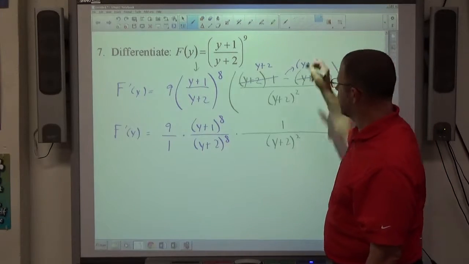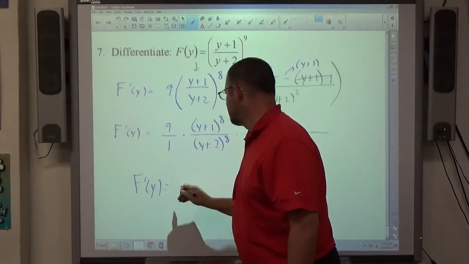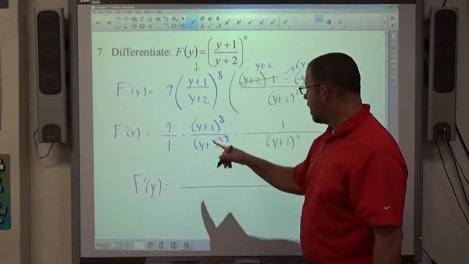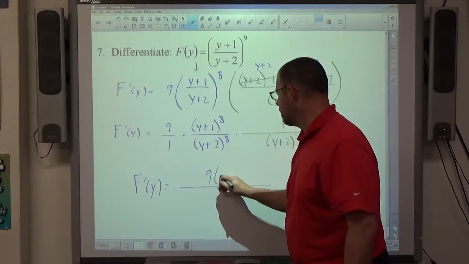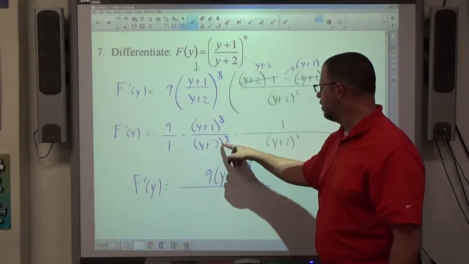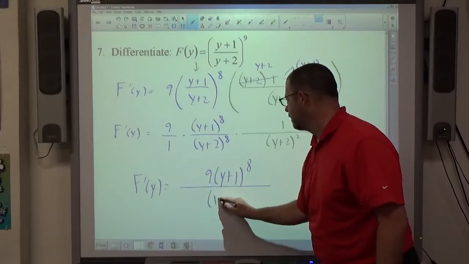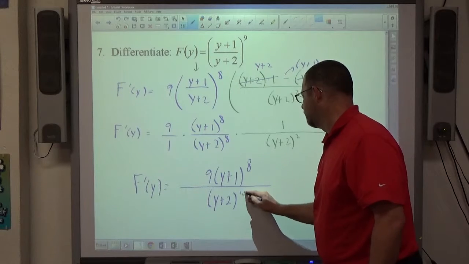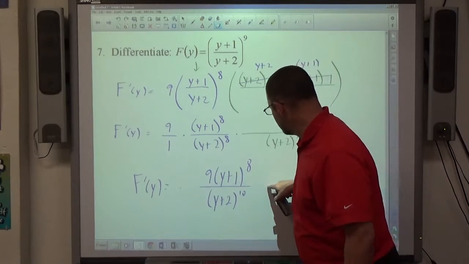The final step here to make the most elegant answer possible: everything on top is 9 times y plus 1 to the 8th times 1, which is 9 times y plus 1 to the 8th. On the bottom, 1 times y plus 2 to the 8th times y plus 2 to the 2nd. These are the same base, so I add the powers. So that right there would be the best answer possible to this problem.